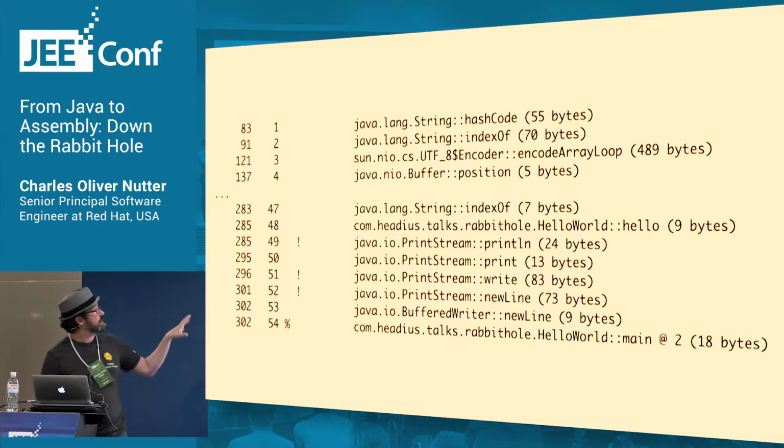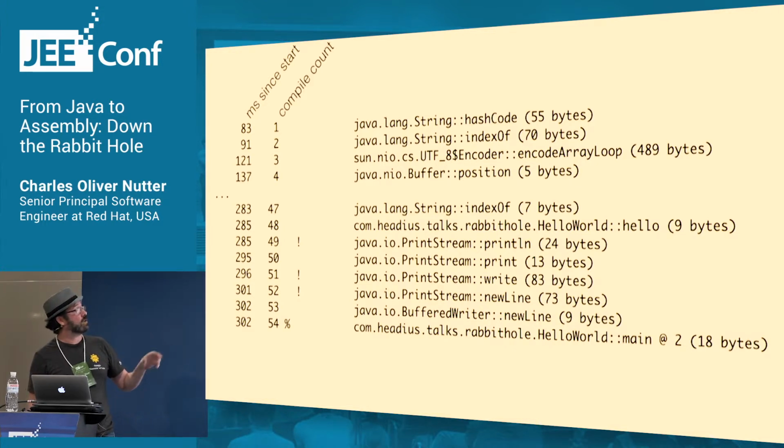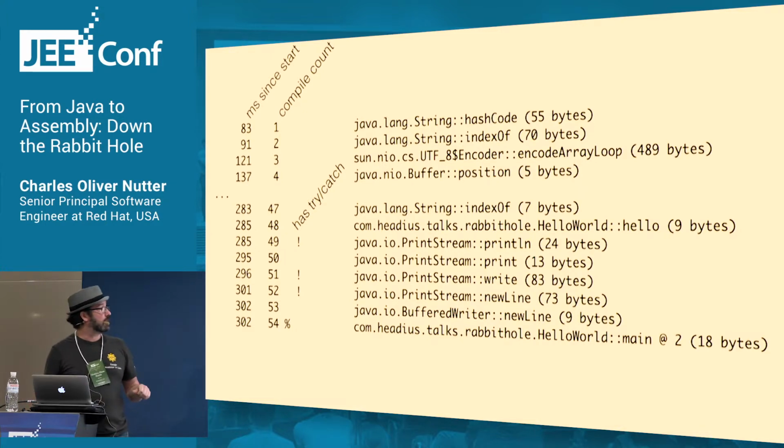We have our list of methods, and we have some arcane numbers here. On the far left, this is the number of milliseconds since the JVM started, so we have a timestamp of when the compile happened. We have a compile count, an index, so the first compile, second compile, third compile, and so on, which can be referenced later as we re-optimize code. There's this bang or exclamation point. That indicates that this method has try-catch logic in it. And so the JVM has to make different decisions about how it optimizes.